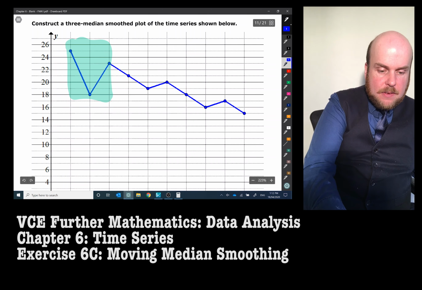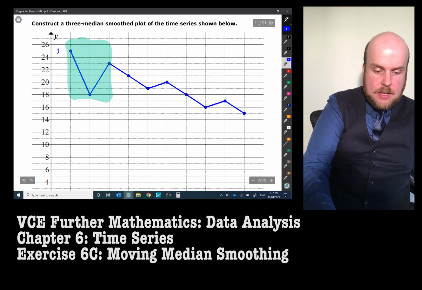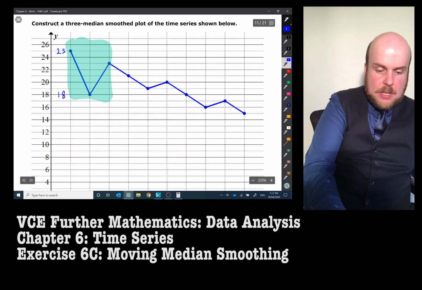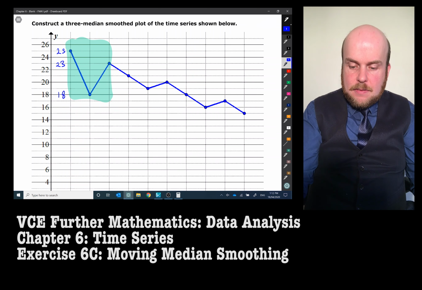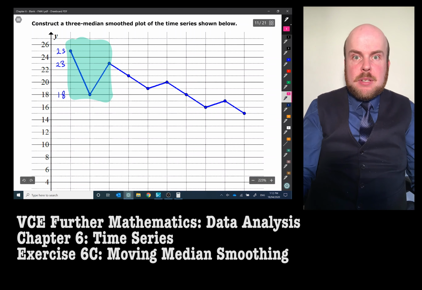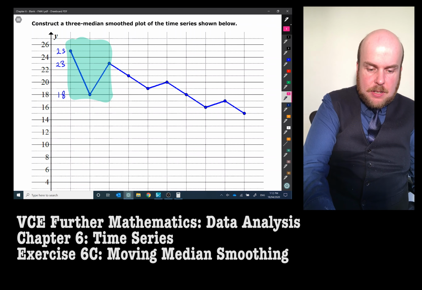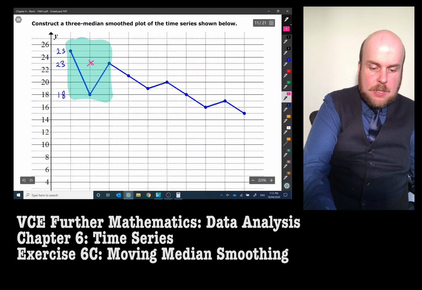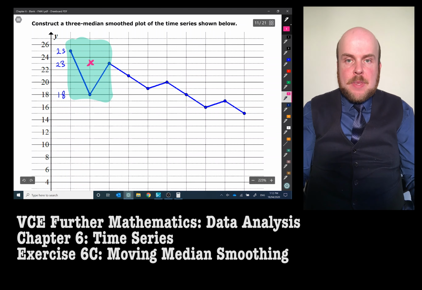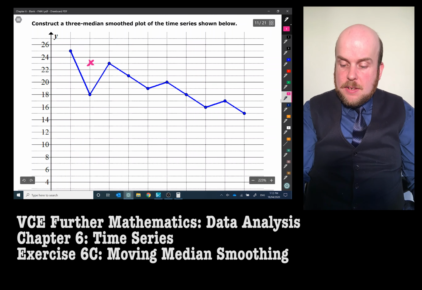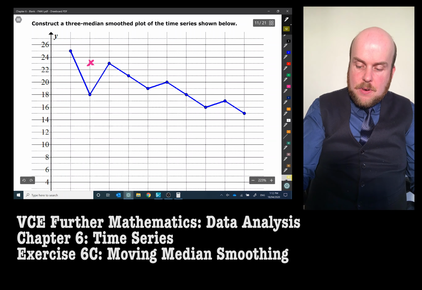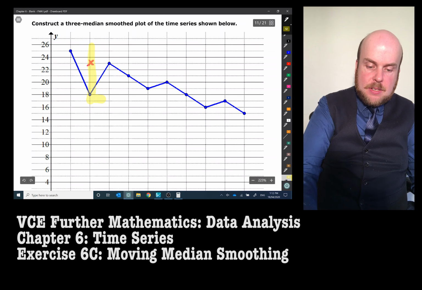Then what we have to do is find the median of the heights. So here I've got 25, 18, and 23. It's quite clear that the middle number is going to be 23. So that is where I will put my first mark. It's going to be the medians there. And then I continue that trend for the next three.